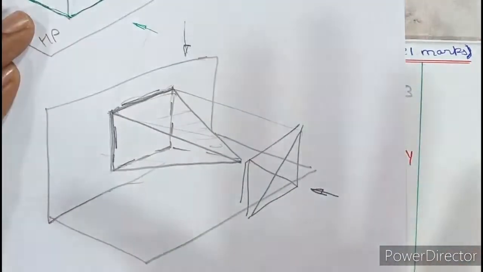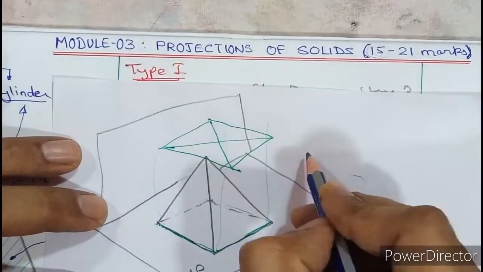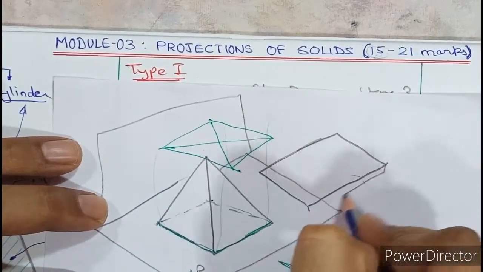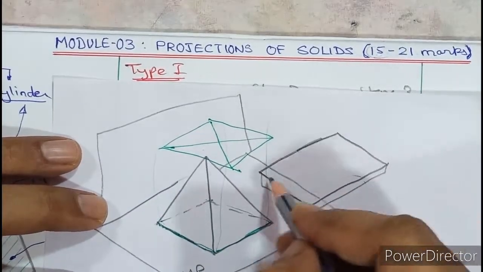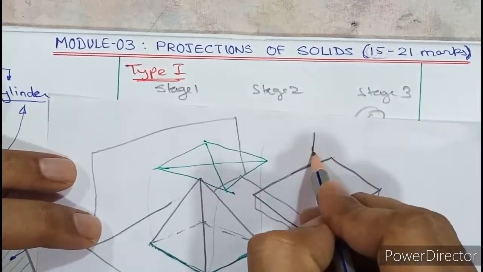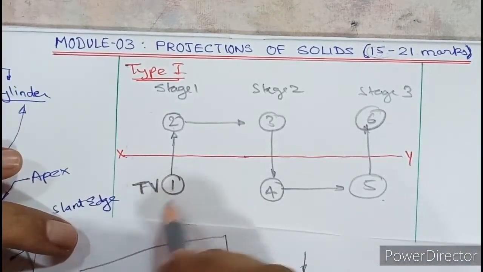So 2 simple concepts. Whenever a pyramid rests on its base on HP, it is like your drawing sketchbook, which is right now kept on the table. So this is your drawing sketchbook. The true shape of this drawing sketchbook can be seen as a rectangle from the top view. Hence start with the top view, and the top view is drawn below xy. So that is method number 1.